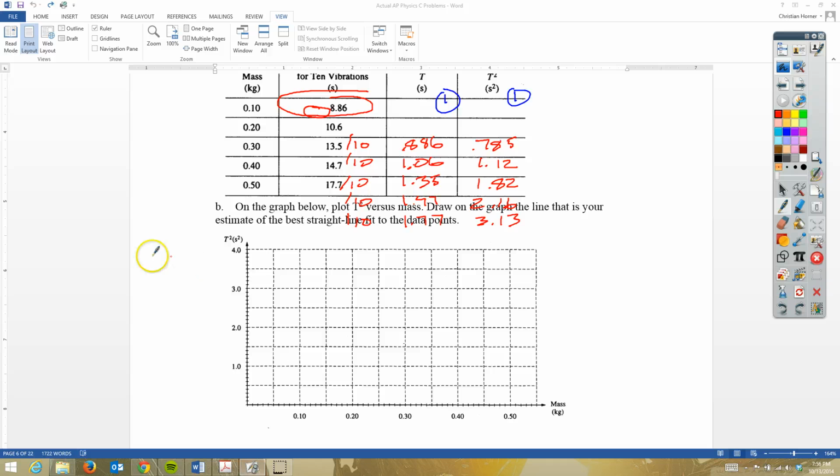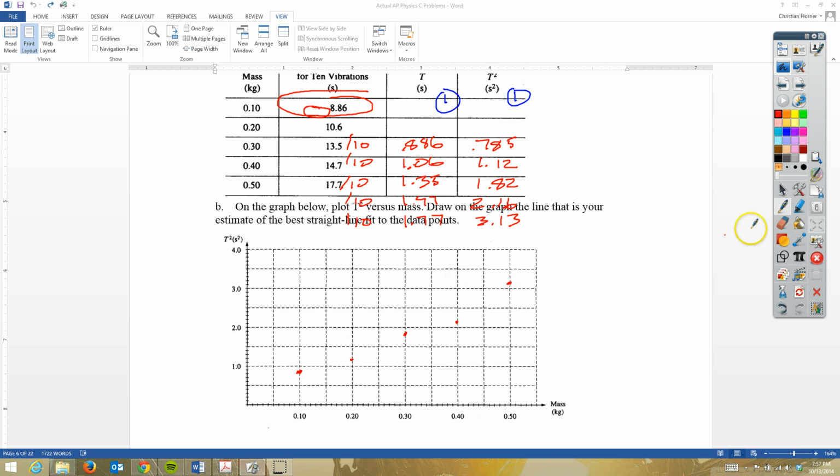The first point that we need is about 0.866, and it occurs at a mass of 0.10. So we're just going to put a dot right here. The next dot will go at the 0.2 mark, and it is about 0.785. This would be about 1.12. The next dot should be at 0.3 and 1.82. The next dot should be at 2.16, which is somewhere around in here. And then finally at 0.5 and 3.13, which is somewhere around in here.